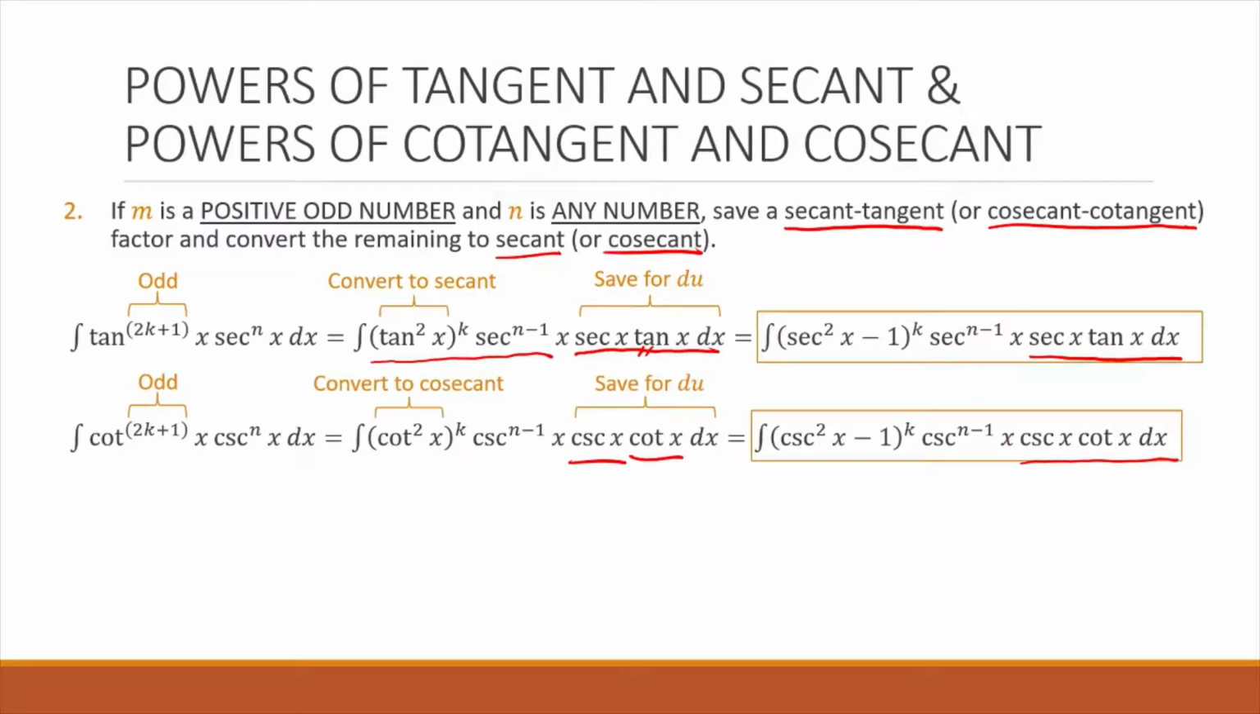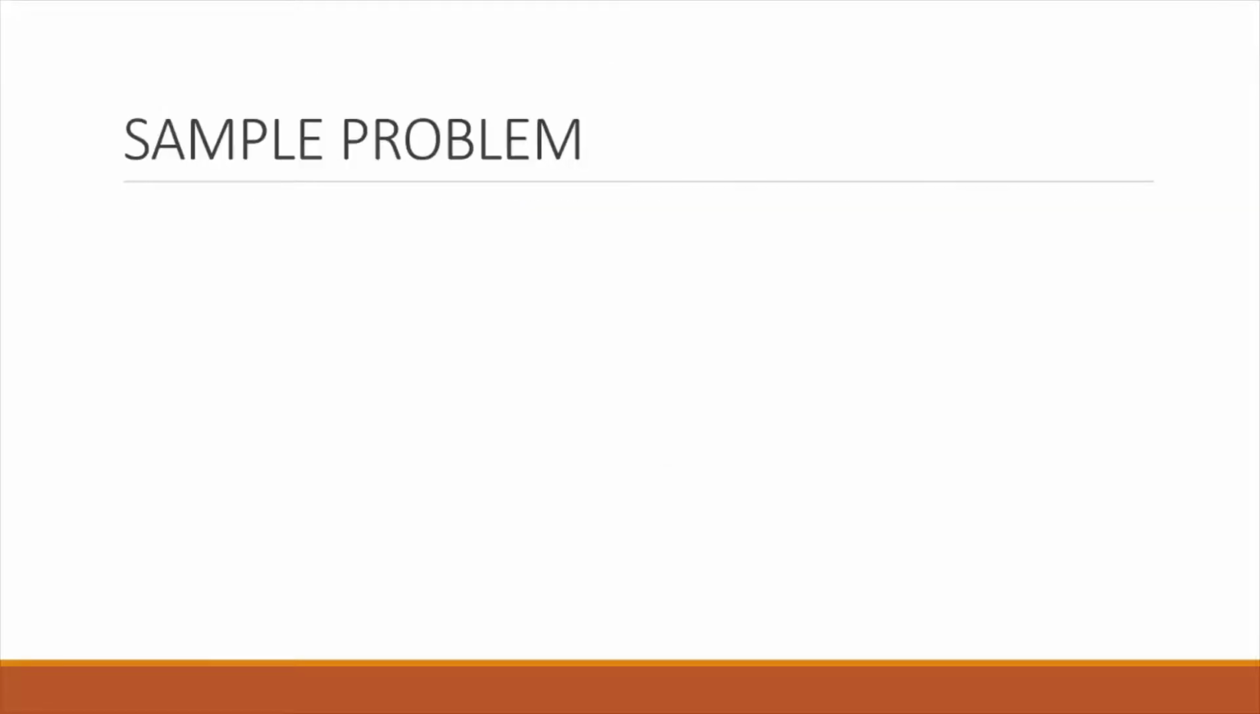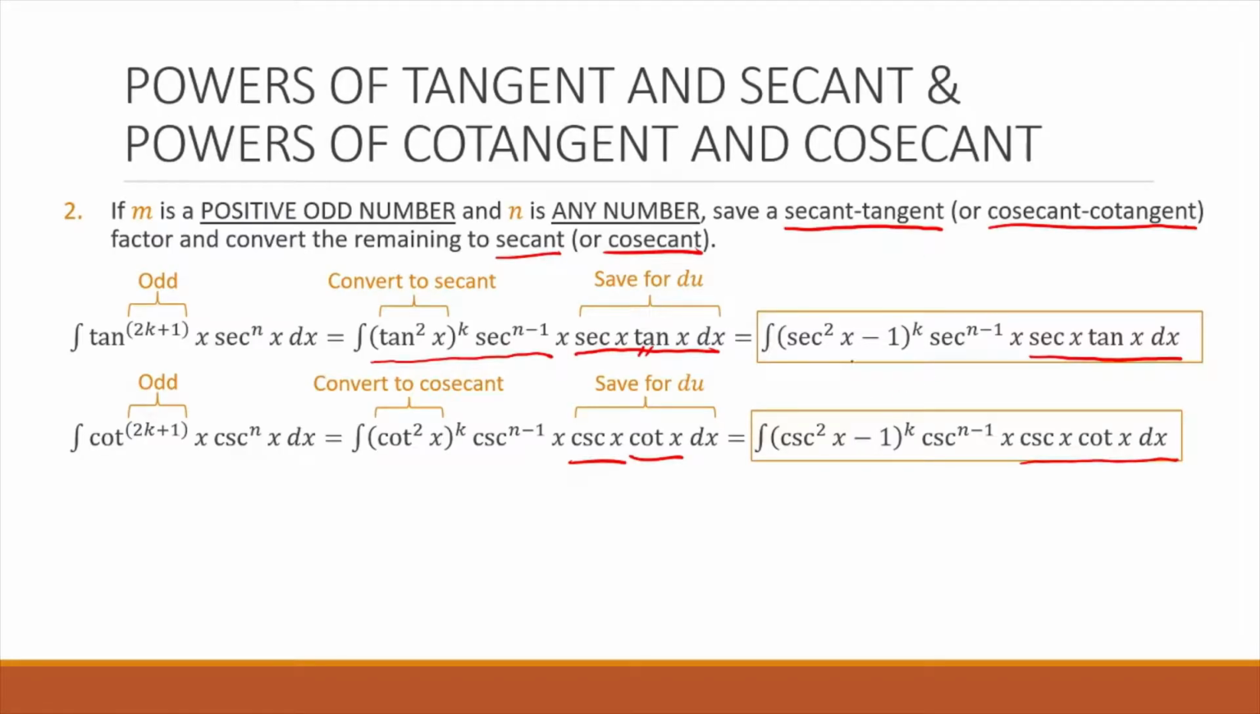Alright? So, again, expand this secant squared x minus 1 raised to k, whatever the value of k, that remains. And also for cosecant squared x minus 1. Expand and then distribute the remaining secant factor. And then let u substitution in general. And then afterwards, power rule. Okay. So, let's have an example.